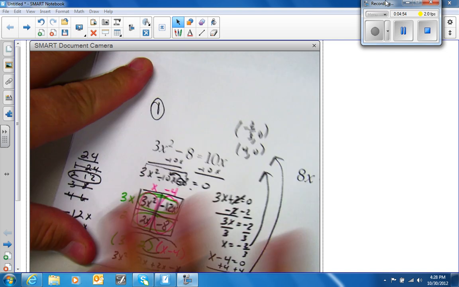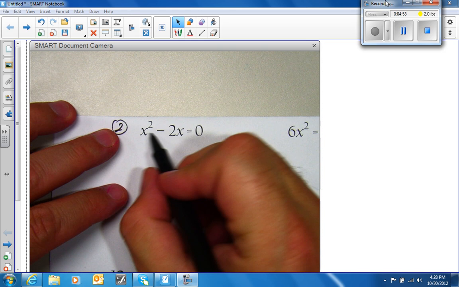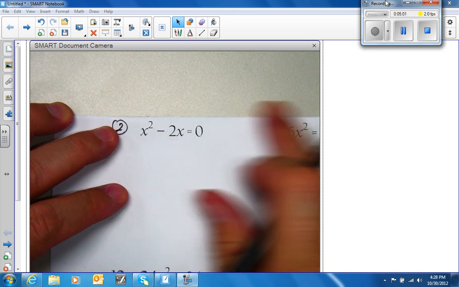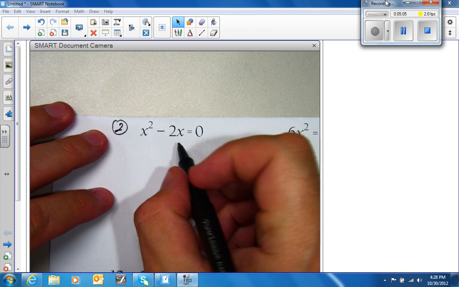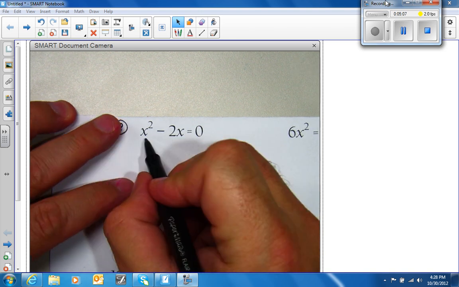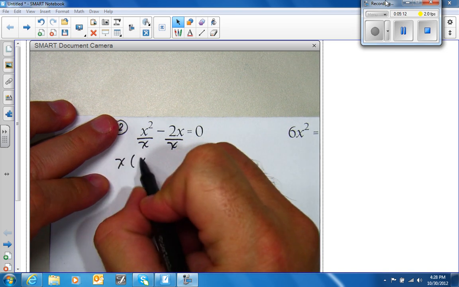Okay. All right, so on this problem, notice it's already on the same side. Now, some of y'all were doing the Punnett squares with this today, and that's fine. But really, when you look at this, what do both of these have in common? Well, if you can divide out an x, you will get x minus 2.